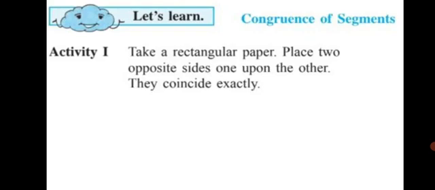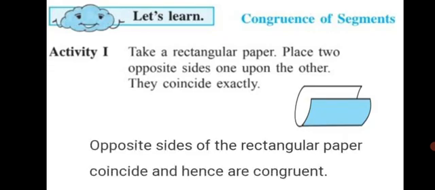Activity: take a rectangular paper, place two opposite sides one upon the other. They coincide exactly. So when you fold the paper for craft work, you have seen that the two opposite edges of a rectangular paper fall one above the other exactly. That means they coincide. So opposite sides of the rectangular paper coincide and hence are congruent.